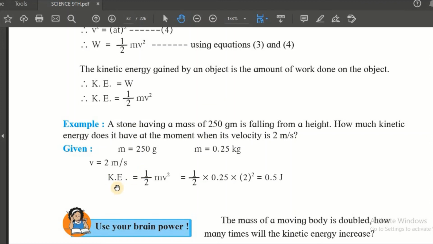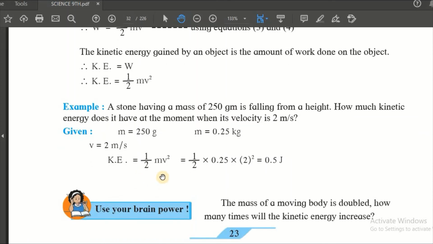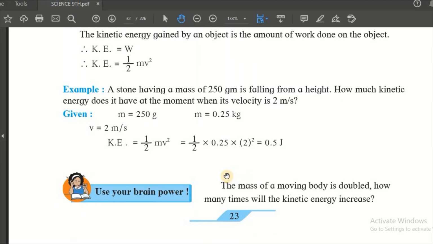Then kinetic energy is equal to 1 half m v square. We have expressed the formula here. Then 1 half into the value of m, 0.25, and the value of v is the square of 2. Solve this: the square of 2 is 4. 0.25 into 4 into 1 by 2, the answer comes to 0.5 joule. Here you get the answer.